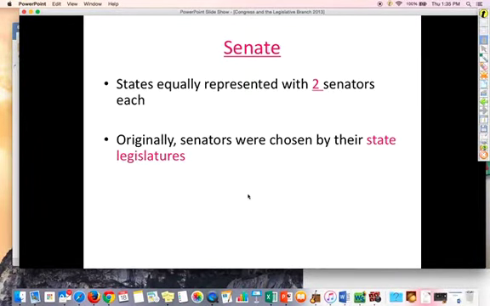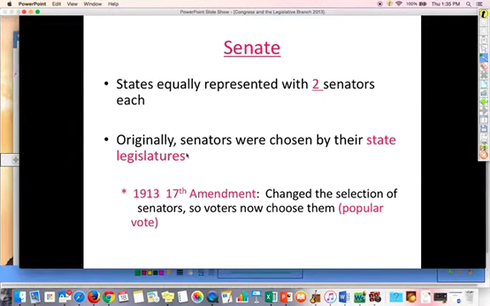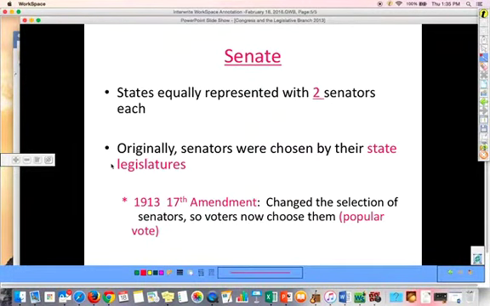So let's shift gears a little bit and talk about the Senate, and then I'll wrap this portion up. In the Senate, I know you guys know this, there are 2 senators per state. We currently have 100. Originally, senators were chosen by their state legislatures. That's a Constitution test question. So in the original Constitution, it said each state senator should be chosen by their legislatures.